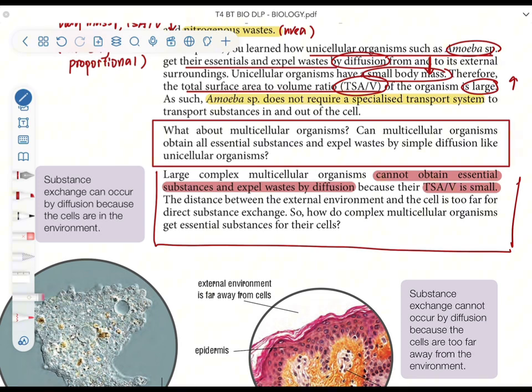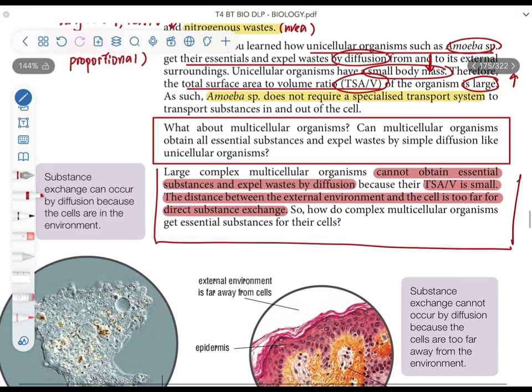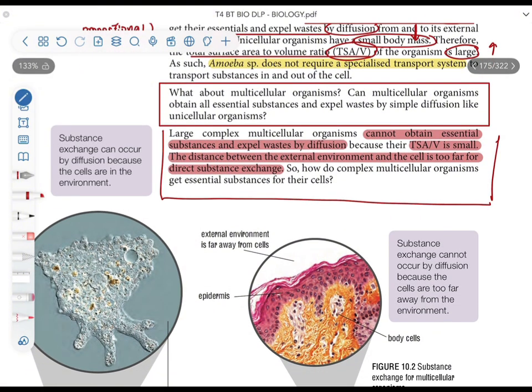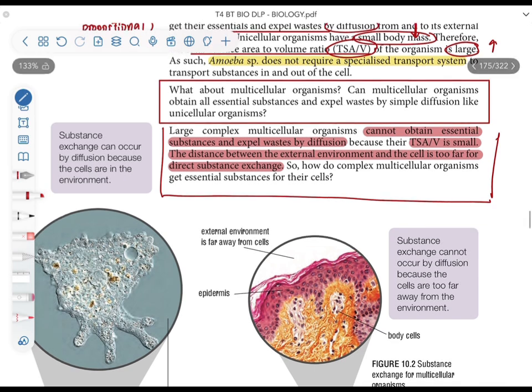So the distance between the external environment and the cell is too far for direct substance exchange. It is not like the amoeba and paramecium species, which are only one cell body size, so they can easily get the useful substances. That's why multicellular organisms have a specialized transport system to help them get useful nutrient substances and expel the waste product.